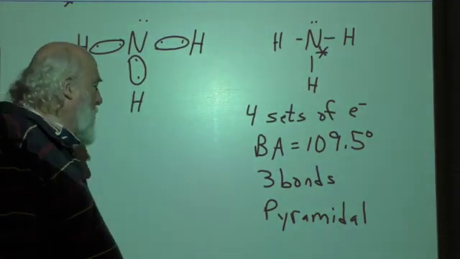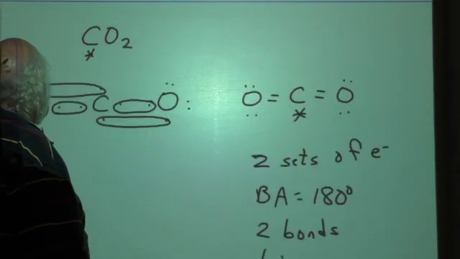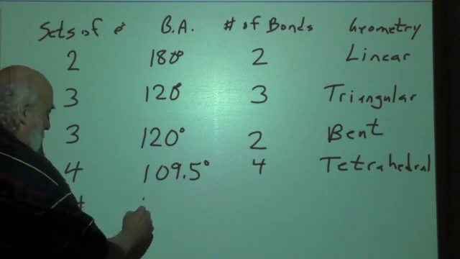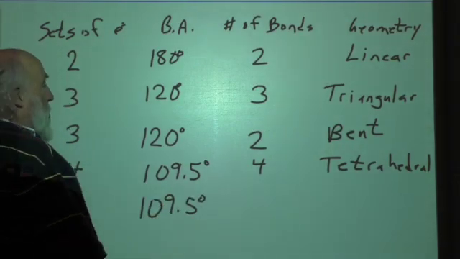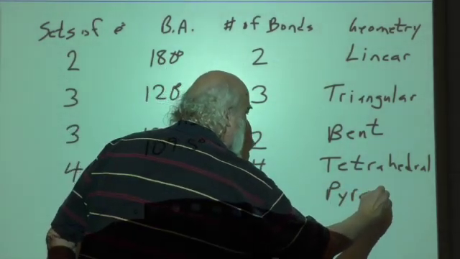All right, so we have 1 more to go. Oh, yeah, let's put this in our little chart. So we have 4, and anytime you have 4, the bond angle is 109.5 degrees. We have 3 bonds now, and like I said, this is now pyramidal instead of tetrahedral.